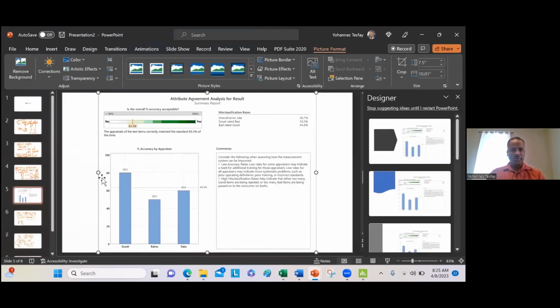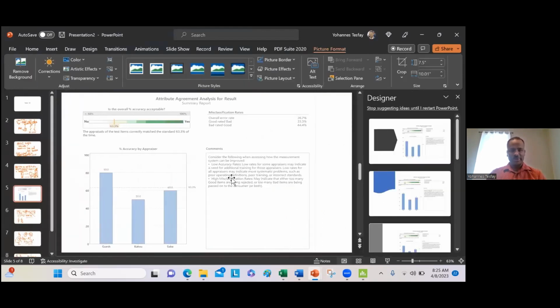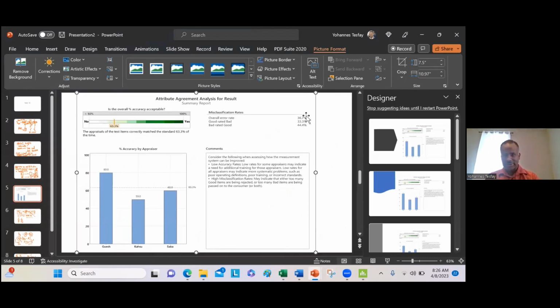This is the overall information that I get from the gauging system. So the overall error rate is 36.7%. Good rated as bad, 33%. Bad rated good is 44%, just like that.